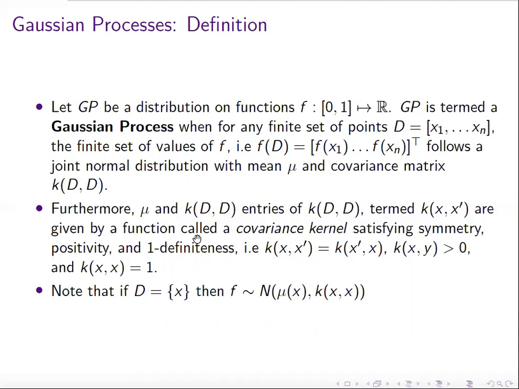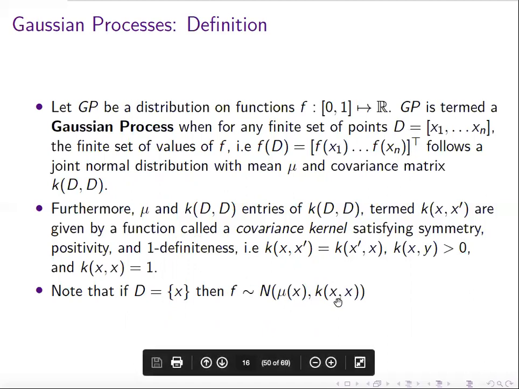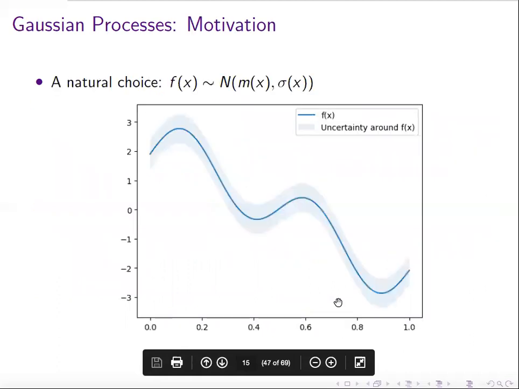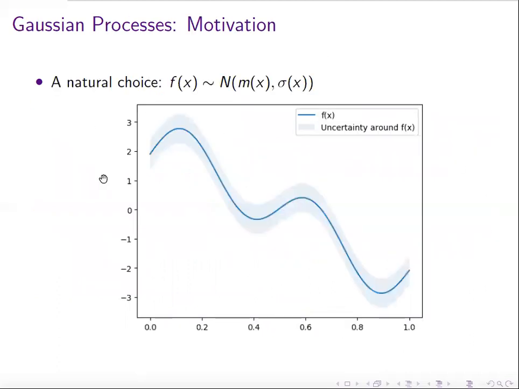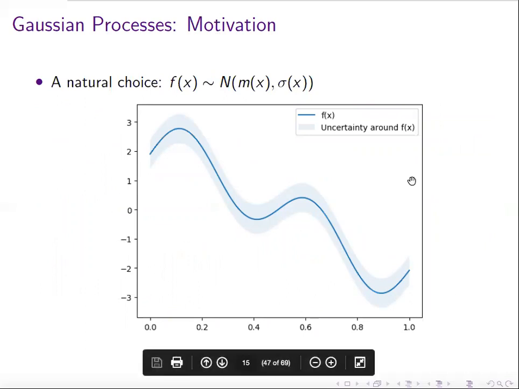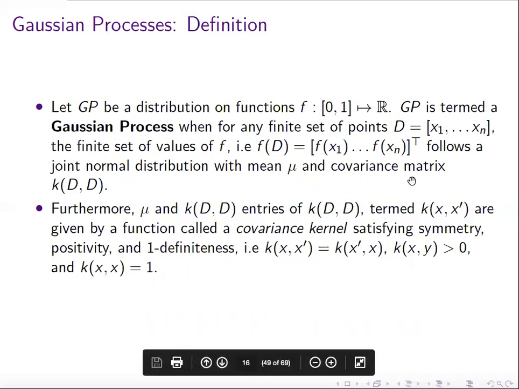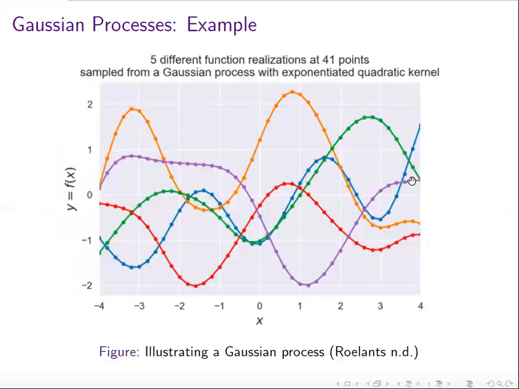So, for example, if you just pick one point, then f at that point is distributed normally, which is the intuition we had from the linear regression point of view. And so, for example, here are 5 functions sampled from a Gaussian process. Essentially, we pick 41 points in the domain, and then we sample from a 41-dimensional joint normal distribution.